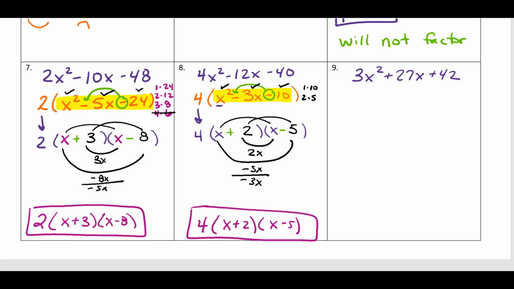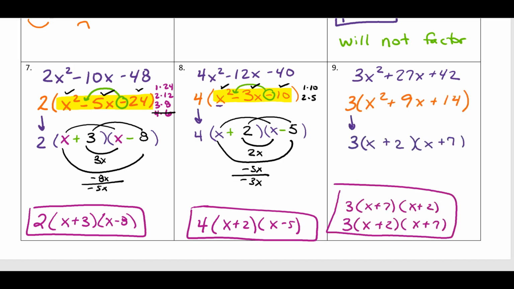All right, so the answer to number 9 is 3 times x plus 2 times x plus 7, or you could have 3 times x plus 7 times x plus 2. Both of these answers are equally correct. The only thing is that we like the greatest common factor to be at the front.